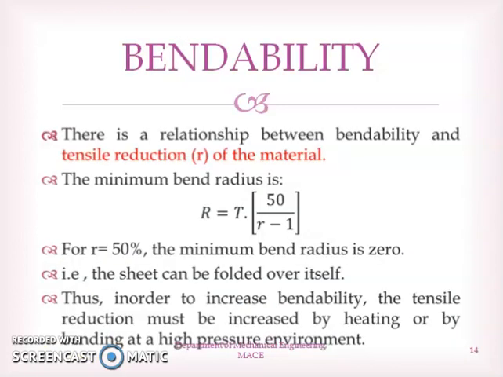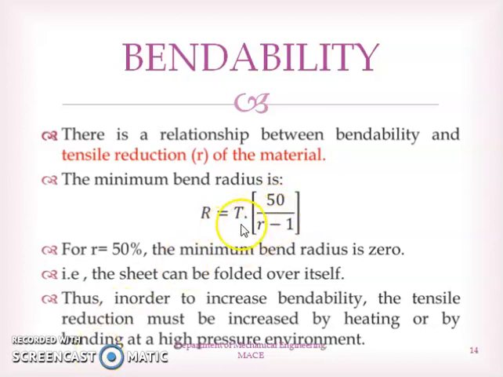Next concept in bending is bendability. Bendability means how effectively you can bend a sheet without cracking. The bendability depends on a factor known as tensile reduction, denoted as R. The relationship between bendability and this tensile reduction is given by this equation: the minimum bend radius is equal to T into (50 by R minus 1).